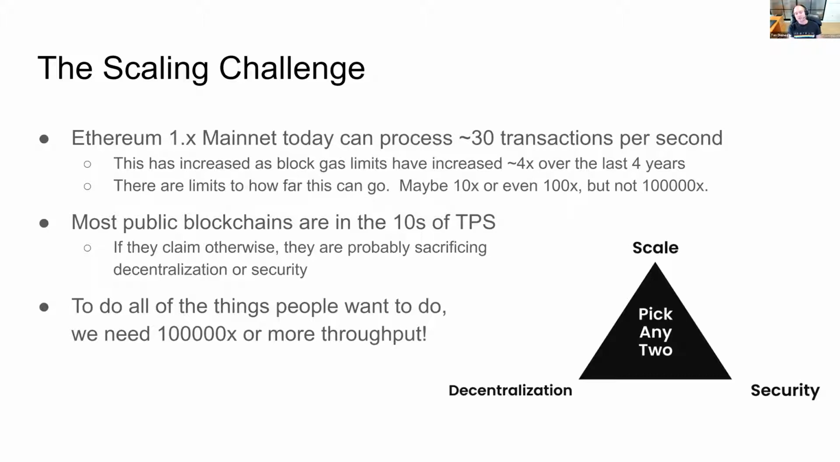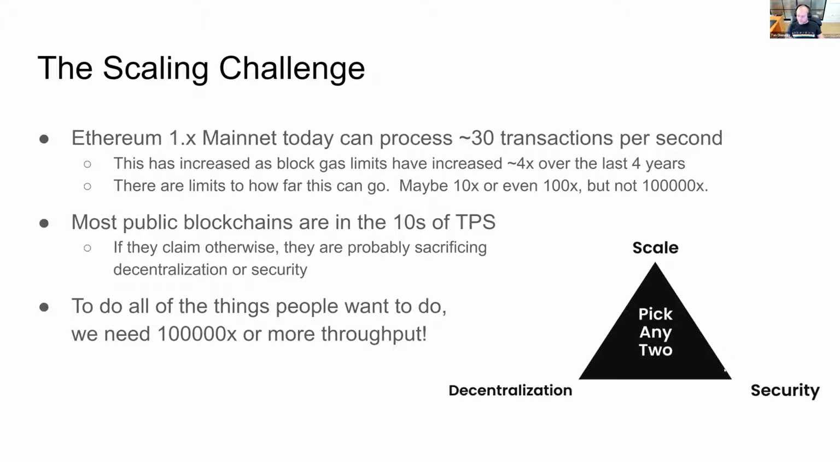So we might be able to squeeze 10x or, with some clever optimization, maybe 100x more out of Layer 1, but not 100,000 times or a million times more, which is what we really want for some of the more interesting applications. And this is true for most public blockchains in general. So if a public blockchain claims that they can do thousands of transactions per second, they're probably sacrificing either decentralization or security.